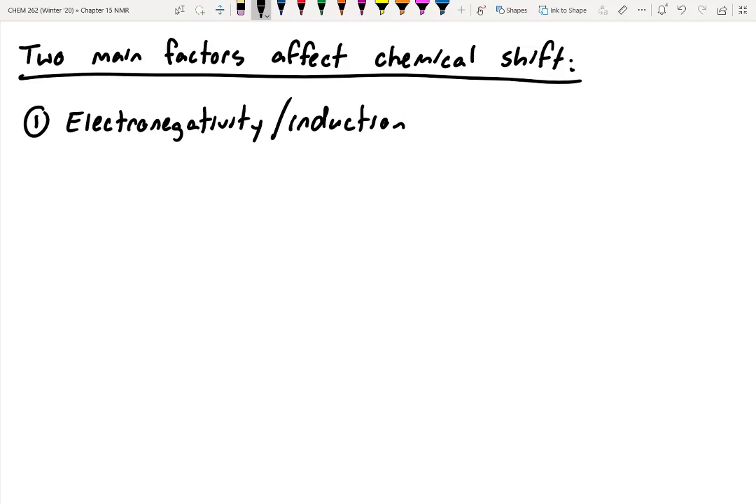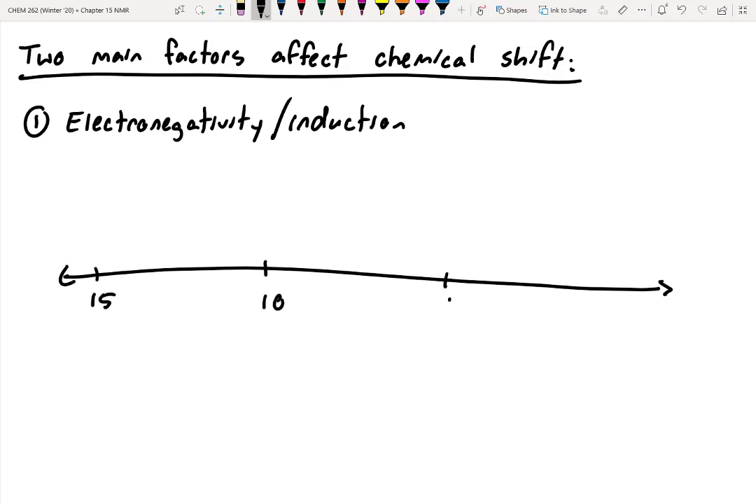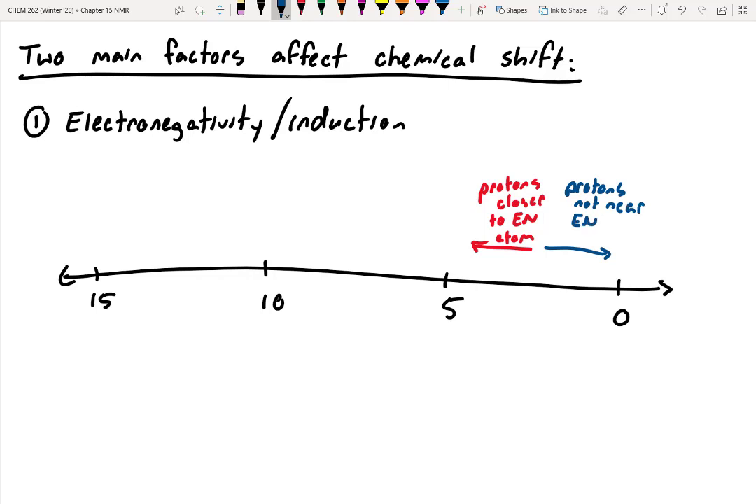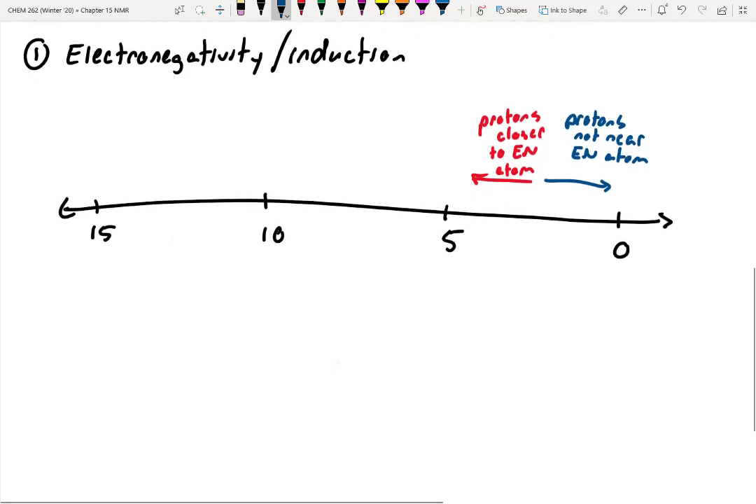All right, so let's try to, again, redraw the scale down here. I'm going to say, all right, over here we've got 15, got 10, got 5. Got zero. Typically what that means is if your proton is near an electronegative atom, it's more likely to show up closer to 4 ppm. Typically, the further away we get from an electronegative atom, the closer we get to zero. So that's a pretty useful tool. We can start looking at relative electronegativity trends by doing that.